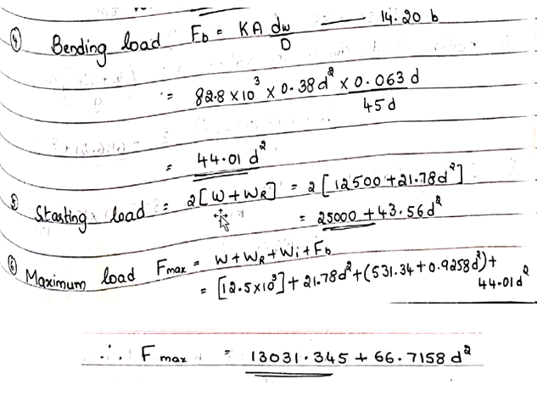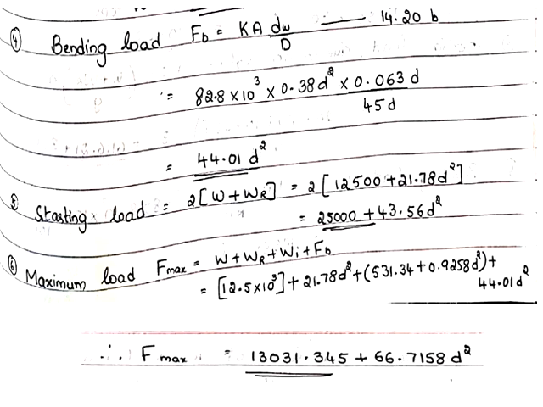Then find out the starting load, 2 times W plus WR. Step number 6, find out the maximum load. You have to add the load values from step number 1, 2, 3 and 4. After simplification, you will get F max as 13,031.34 plus 66.71 D square.